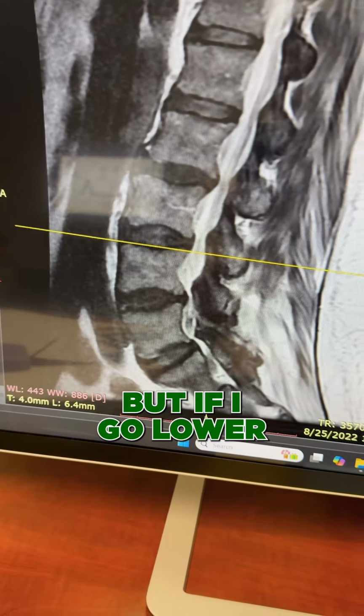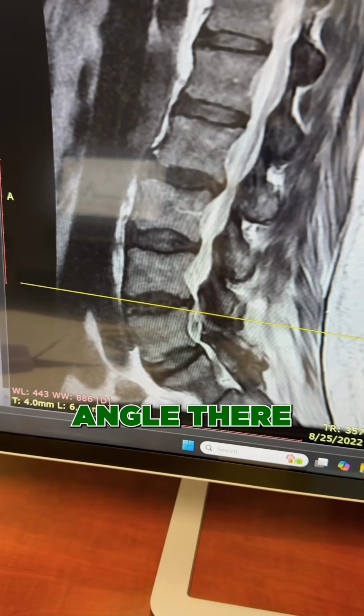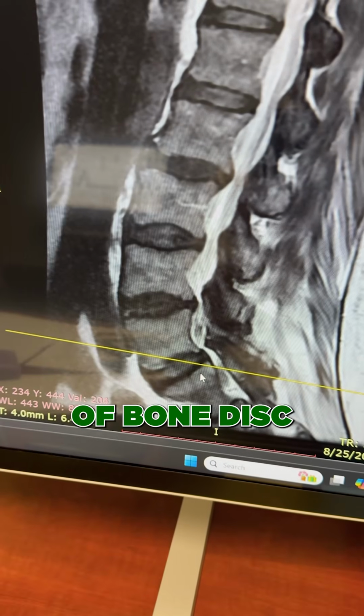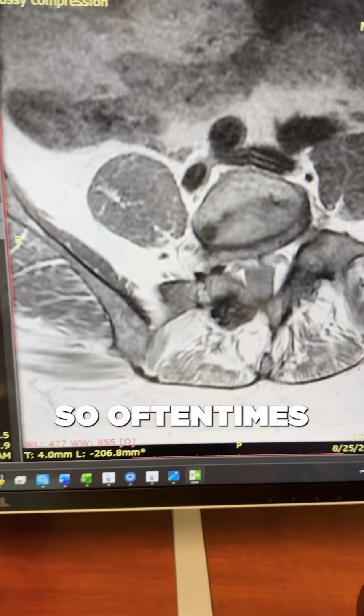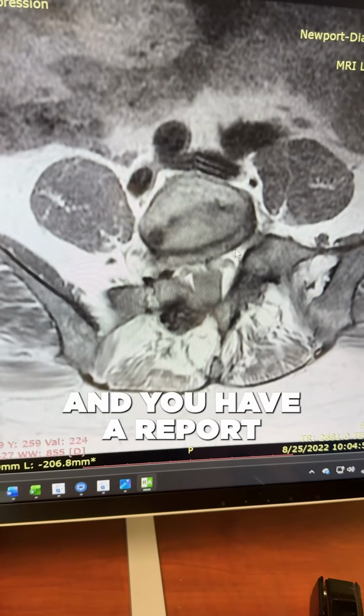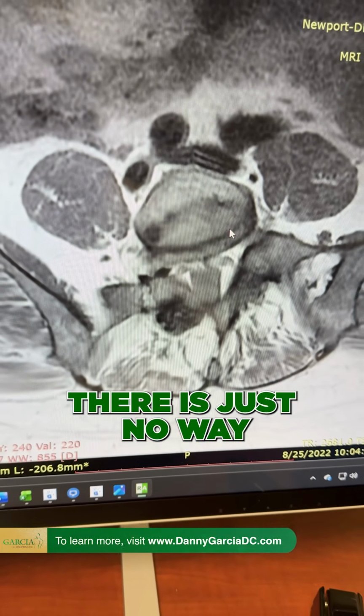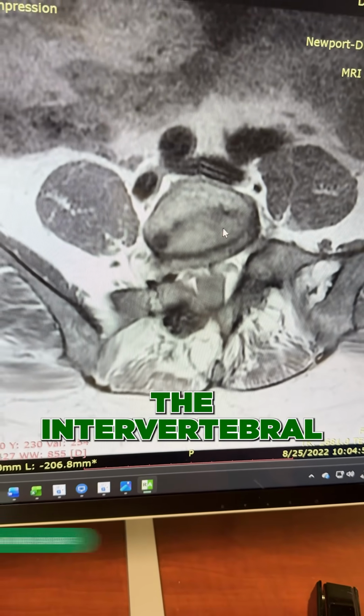But if I go lower, look at that angle there, the lumbosacral joint. Look at that. We're getting a slice of bone, disc, and then bone. So oftentimes when you have an MRI and you have a report, this is what the person's looking at and writing a report on. There is just no way to evaluate properly the intervertebral disc.